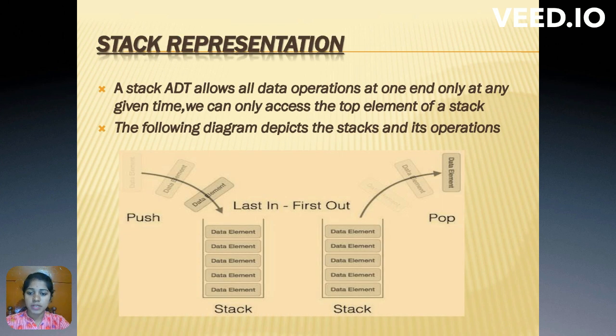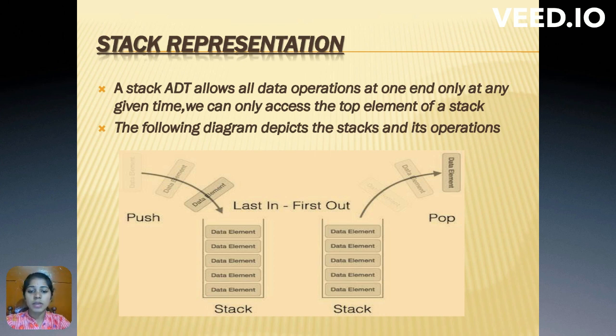Here is the representation. A stack ADT allows all data operations at one end only at any given time. We can only access the top element of the stack. The following diagram represents the stack and its operations. One diagram is push and one diagram is pop. Push is nothing but inserting, and pop is nothing but deleting.